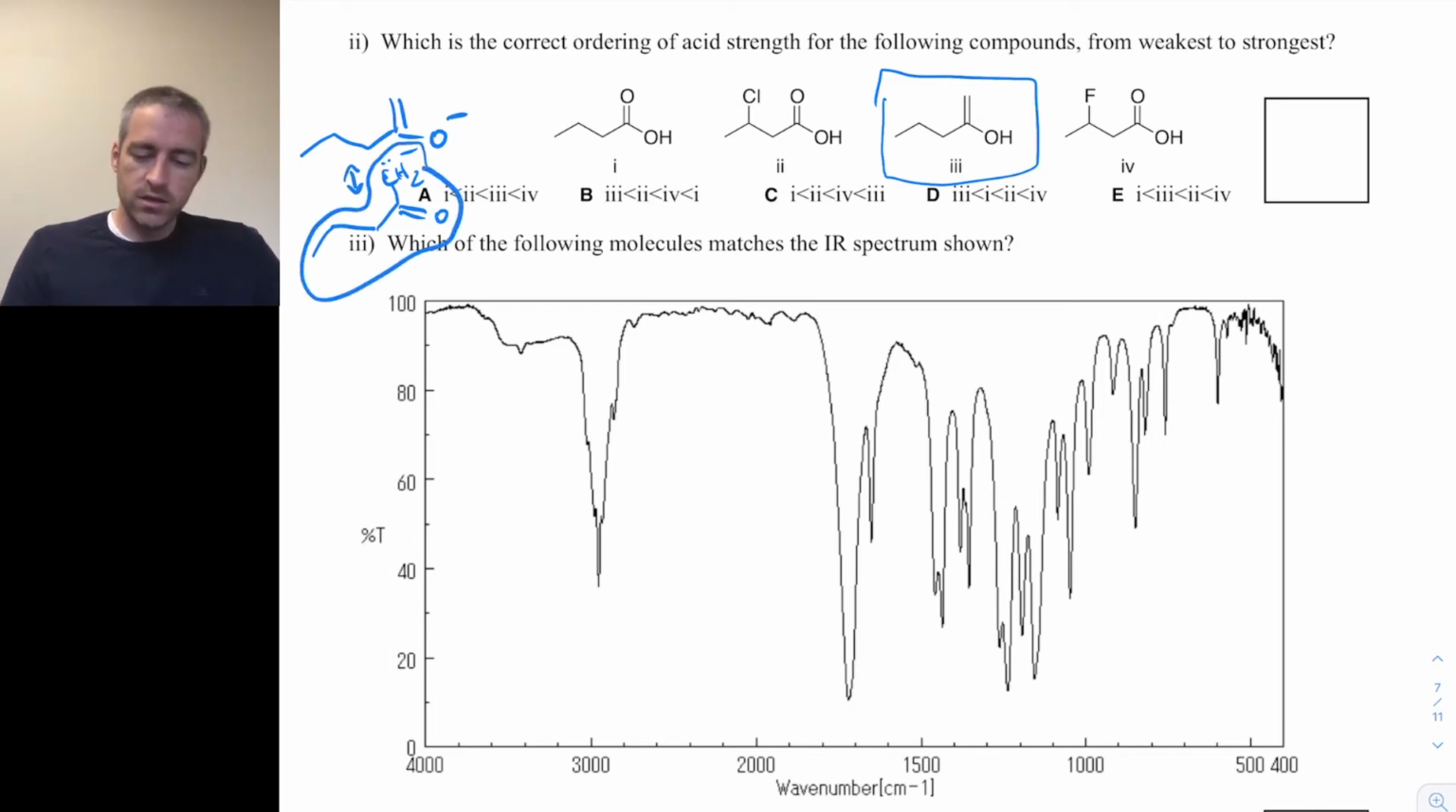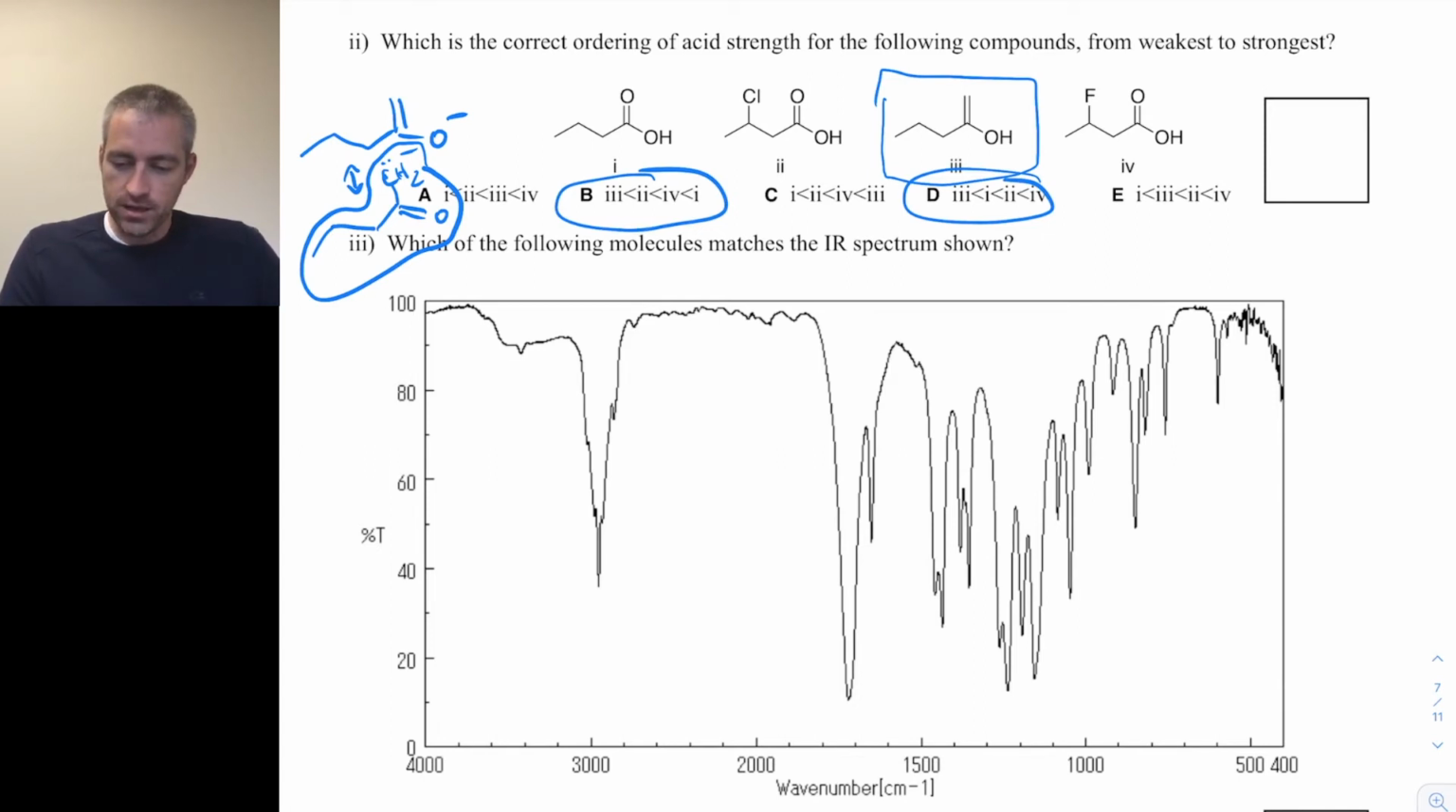That's not as good as having a resonance form where both forms have the oxygen with a negative charge, because carbon is not very electronegative. It's not as helpful at stabilizing that negative charge as an oxygen would be. So the weakest here is number 3. We want weakest to strongest, so already we're kind of torn between B and D, because A, C, and E have chosen something else as the weakest.